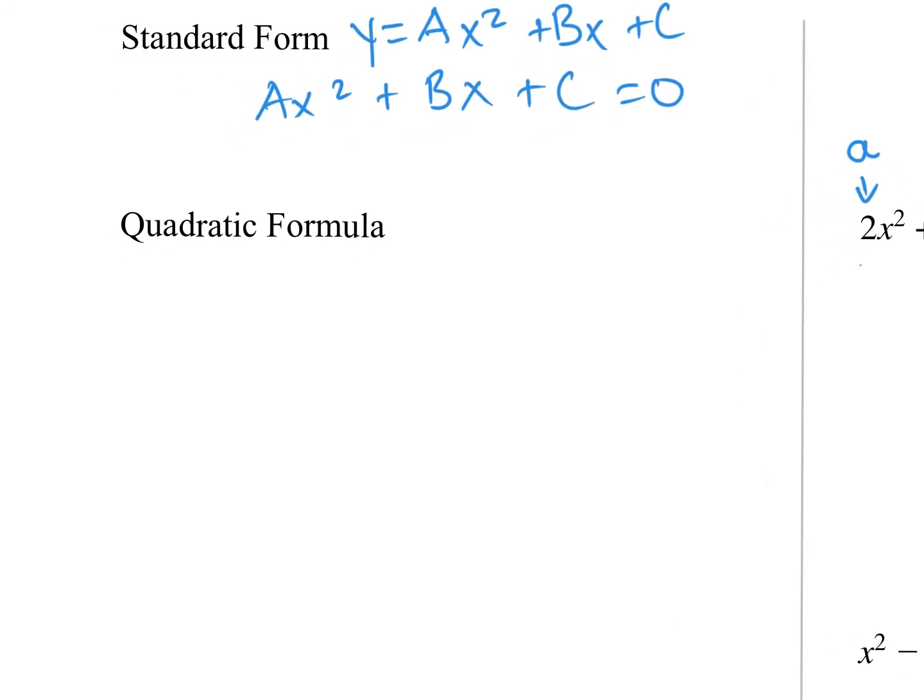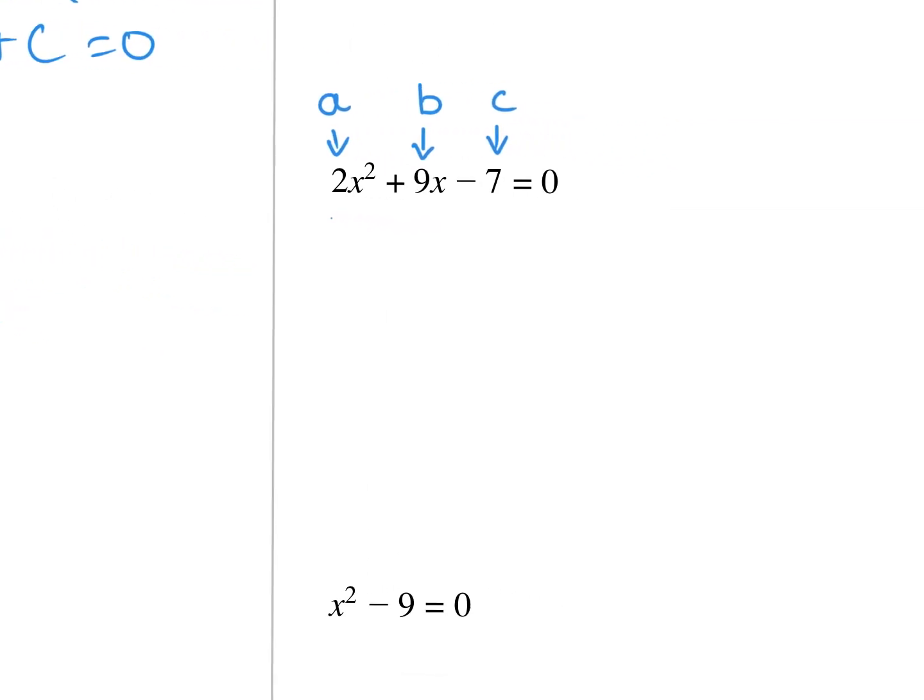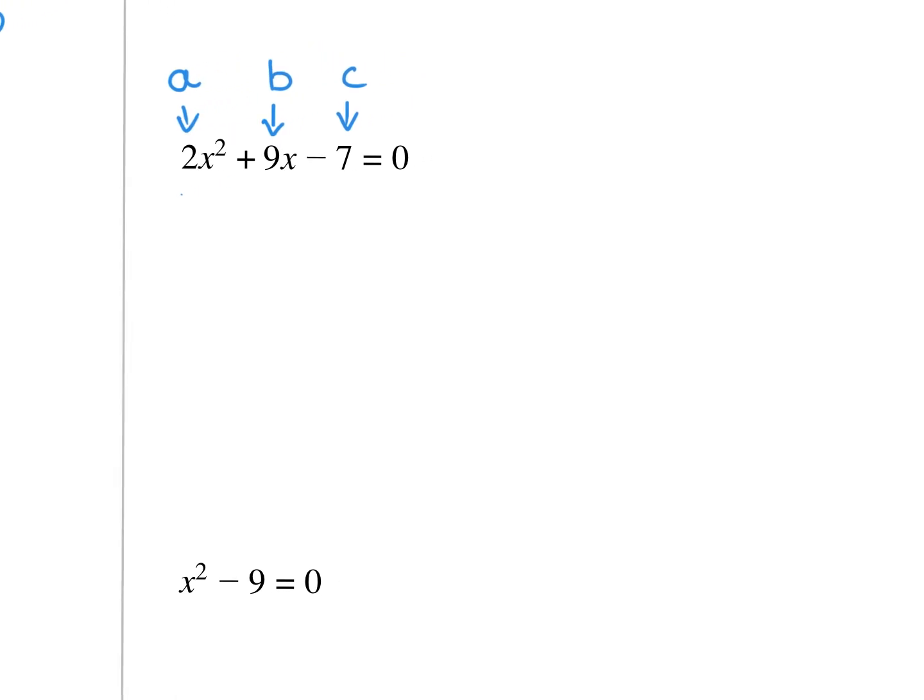So write this down. It's negative b plus or minus the square root of b squared minus 4ac, all over 2a. So let me repeat this to you. Negative b plus or minus the square root of b squared minus 4ac, all over 2a. So now let me show you how to solve this using the quadratic formula.